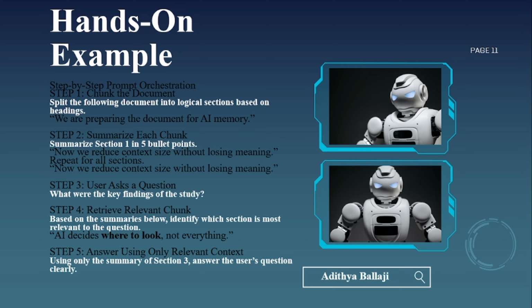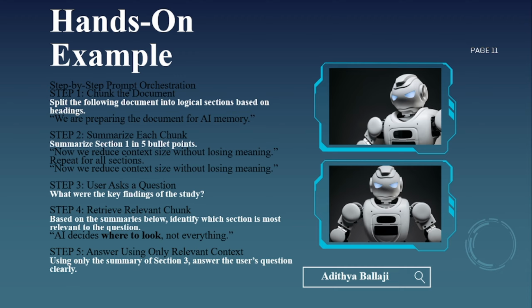So any document, whichever headings it has, based on that the AI will divide it, and it will also have now a memory of dividing it, and it will know the contents. Now next what I'm going to do is I will give it "summarize section 1 in 5 bullet points." Now we reduce the context size without losing the meaning.